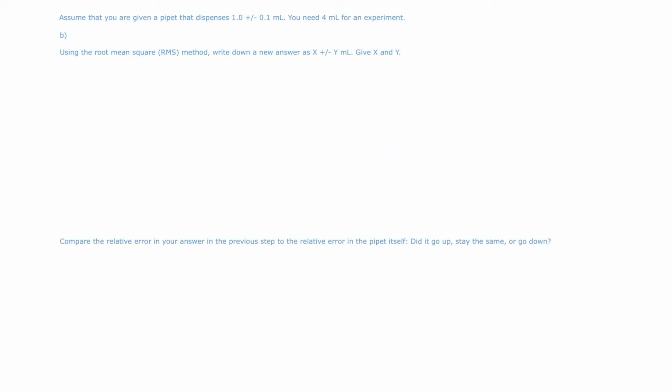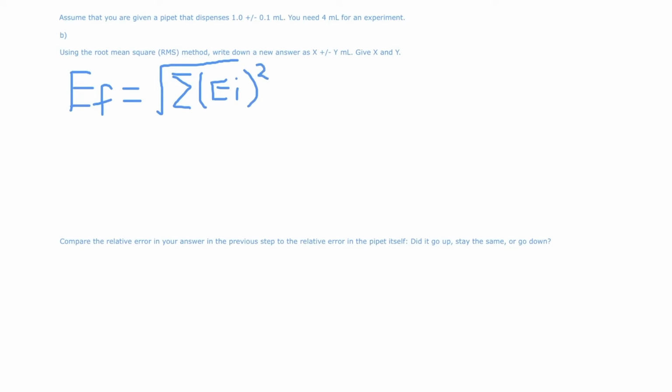A more accurate method for error propagation involves what's known as the root mean square, or RMS method. So this is what part B of our problem involves. It states that using the root mean square, or RMS method, write down a new answer for the same problem as x plus or minus y in milliliters, and give x and y. So let's start by looking at the formula for the RMS method for error propagation when we're adding together subsequent errors. It states that our final error after a series of measurements will be equal to the square root of the sum of each individual error squared.